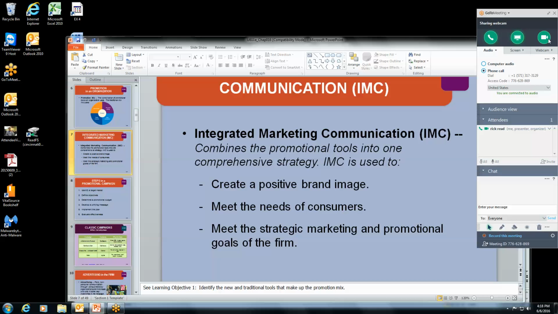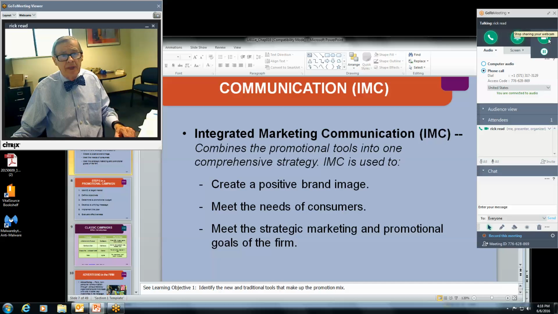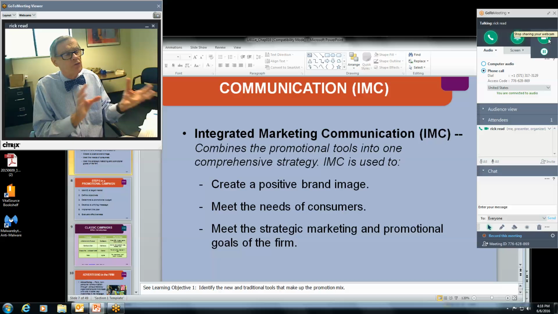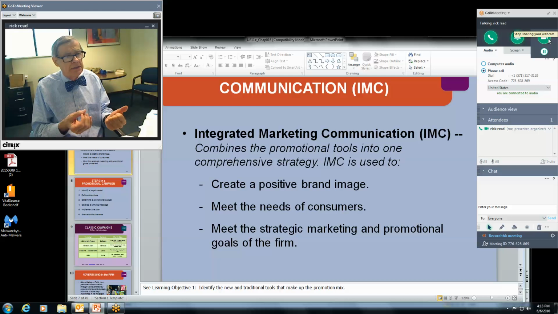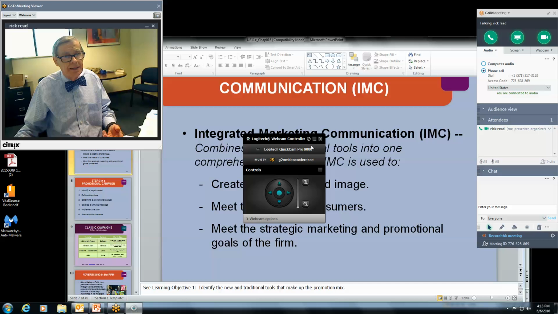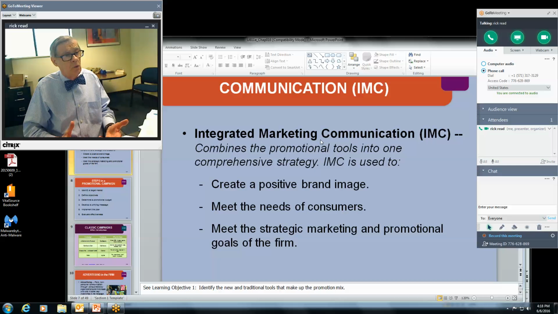Notice what this talks about: integrated marketing communication, and providing the tools that we talked about in a comprehensive strategy. One of the things that companies want to do, we've talked about this before, is to create a brand image, and have people buy into the brand so it creates brand loyalty. Whatever we're doing, remember, and many of you said this in your reflection papers and in your posts in the forum section, is to create a positive relationship with consumers that meets their needs. Now, notice what we say here: needs, not wants.